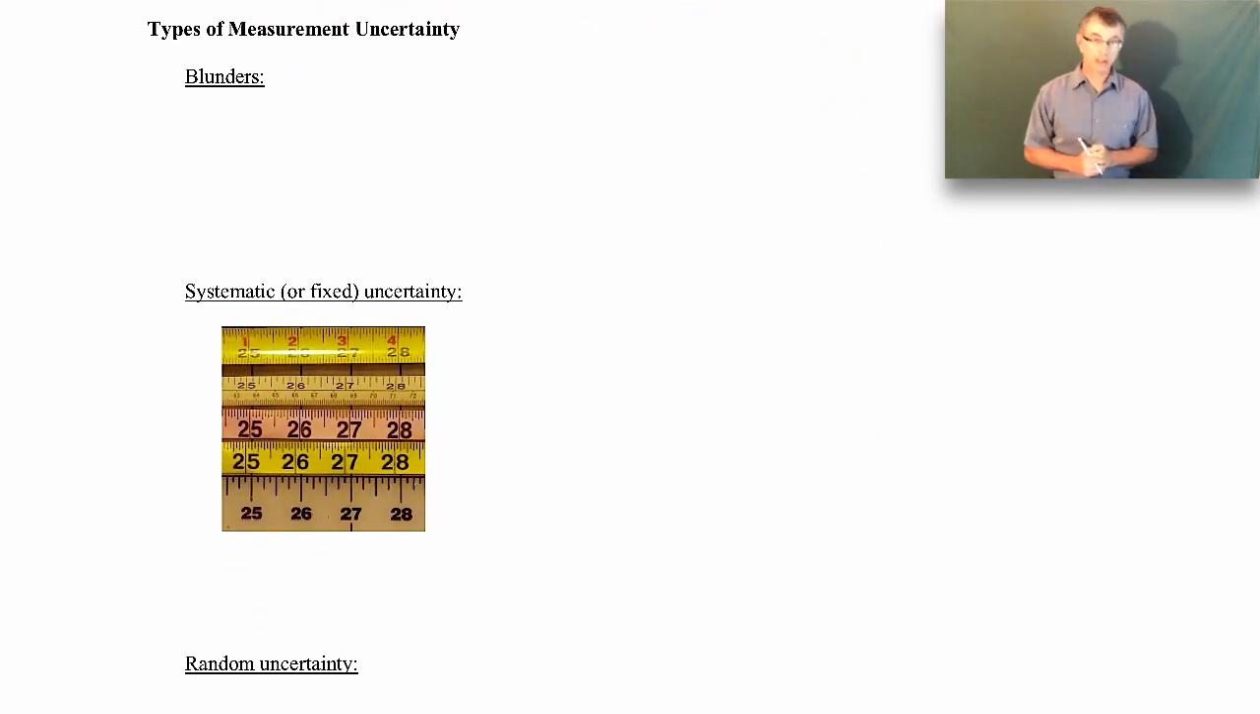The first one are blunders. Now, this really isn't an uncertainty. These are just downright mistakes. Blunders are things that shouldn't happen if you were paying attention to the design of your experiment or the operation of your experiment. So an example of one blunder might be you're measuring pressure. You've got a number of different pressure gauges, and you just look at the wrong gauge. That's a blunder. You just made a mistake. You looked at the wrong gauge and wrote down the wrong number. So that's an obvious blunder. If you were paying attention, you shouldn't have made that mistake.